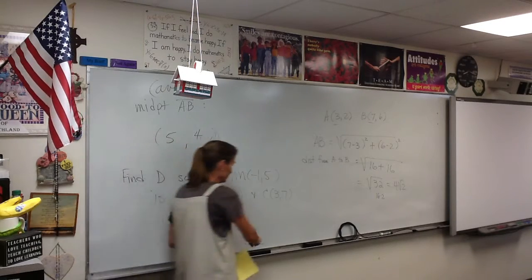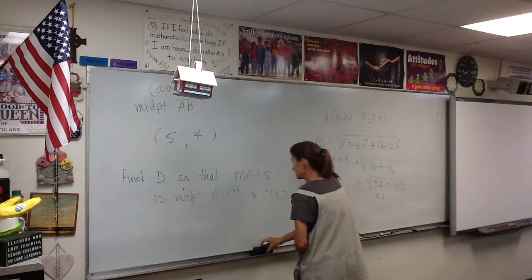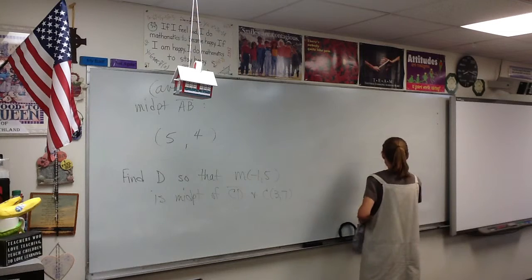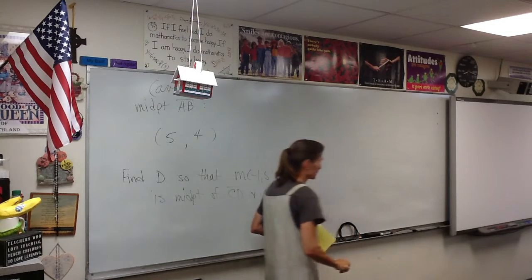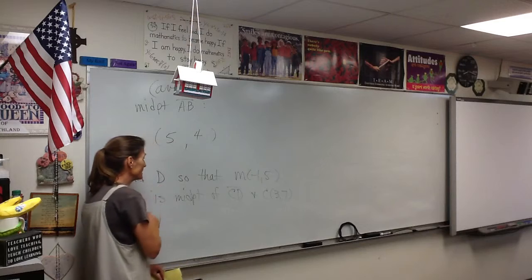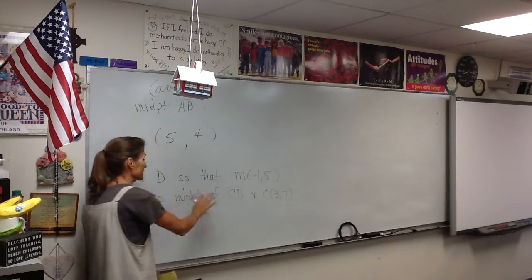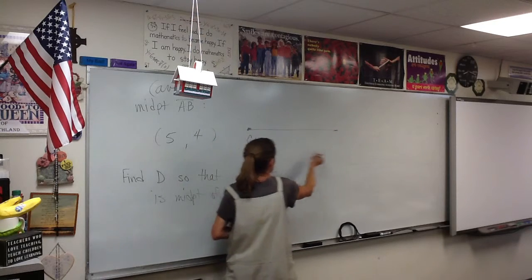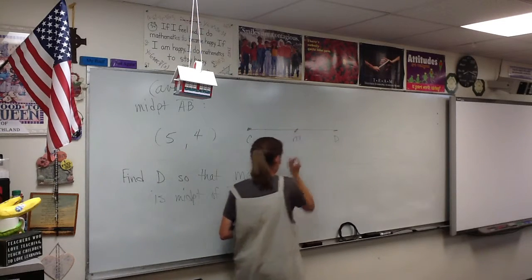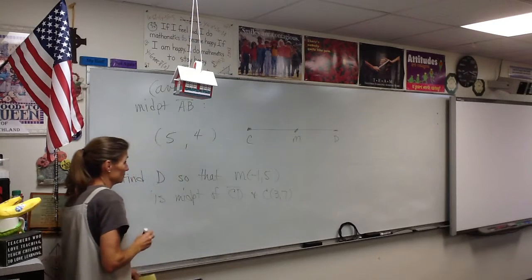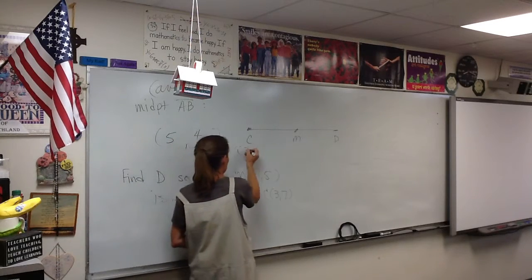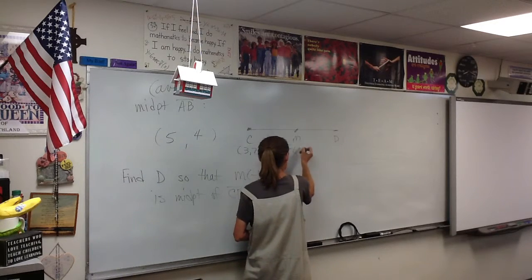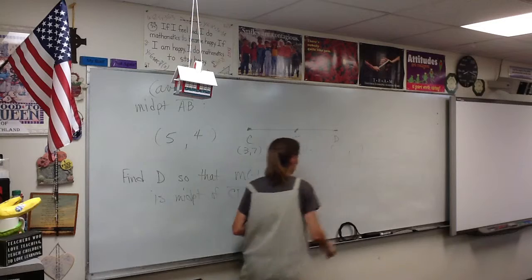Deal with that guy. This is another sort of midpoint problem, but it's a little bit different. I want you to find D so that this is the midpoint of the segment. So here's the segment, here's C, here's D, here's F. We know that C is 3/7, and we know that M is -1/5. Your job is to find D.